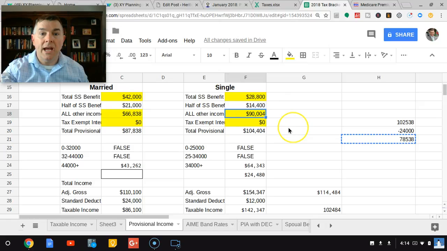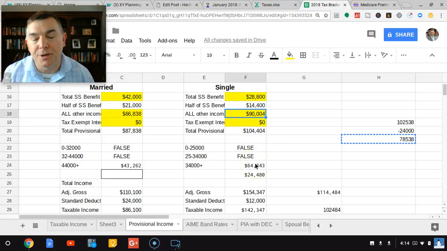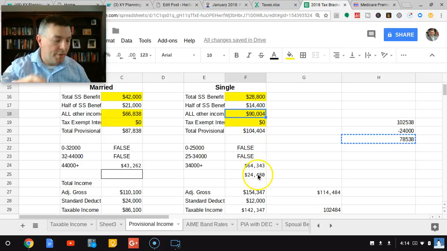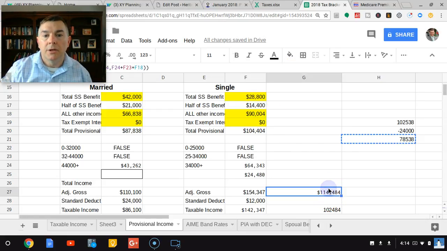So now we take in $28,000 divided by 2 to get half of Social Security plus her other income. Her total provisional income is $104,404, which is significantly higher than the Social Security amount she has. Again, you can only pay 85% of your total amount is subject to taxation, which means $24,480 would be subject to income tax. So we take the $24,480, we add it to this right here, which gives us this amount right here.